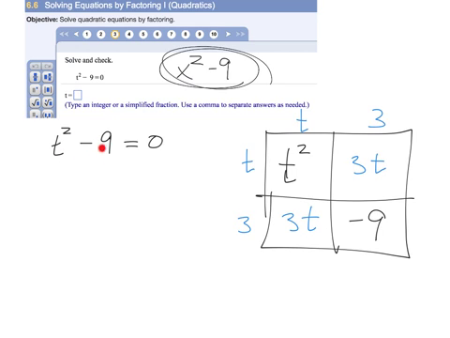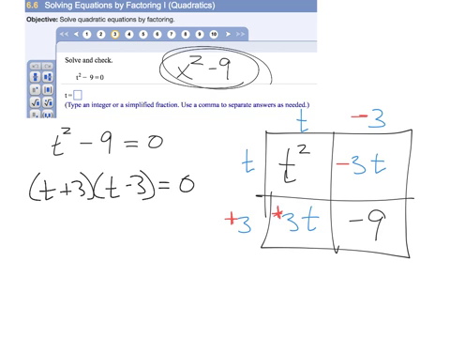But we have no t's over here. We just have a t squared. That's because these 3t's must cancel out. That means this must be a negative 3t and this has to be a positive 3t, which makes this a negative 3 and makes this a positive 3. And so now we've got our factors. So we've got t plus 3 times t minus 3 equals 0.